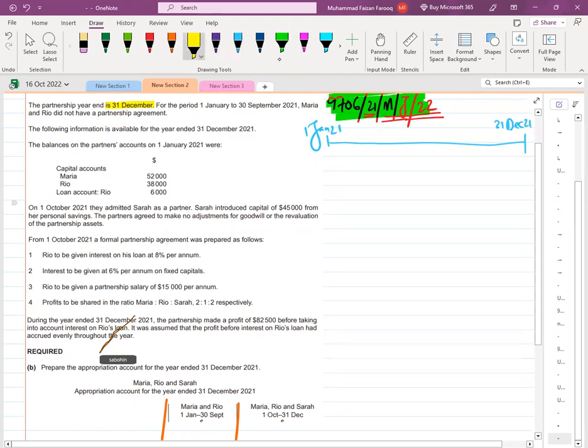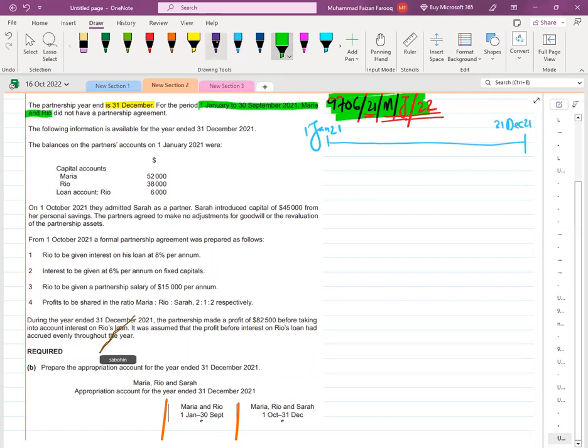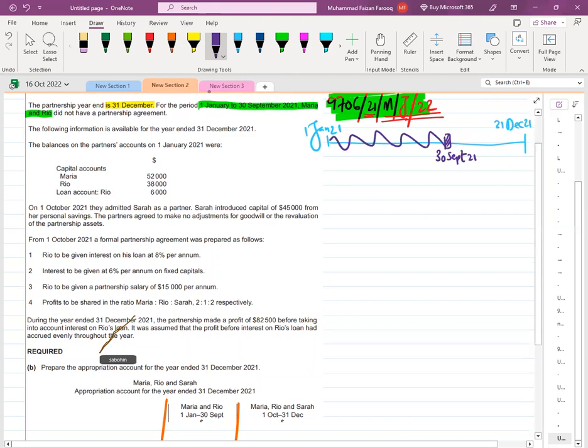It says that from January till September, Maria and Rio were in partnership and they don't have any agreement. That is, till 30th September, Maria and Rio were in partnership. This period is January till September, 9 months. For 9 months we have Maria and Rio in the partnership without any agreement. If there is no agreement, the profit is shared equally. This is the normal rule of the book.